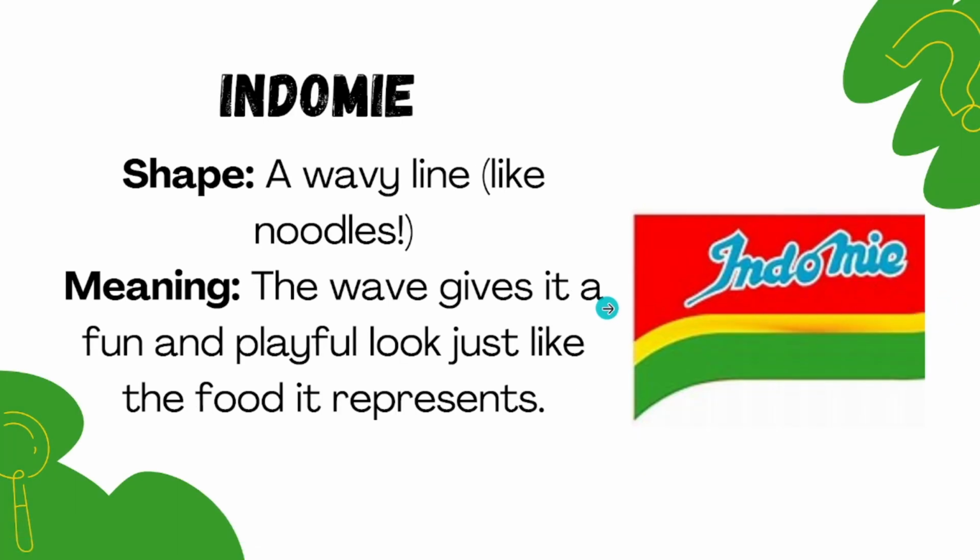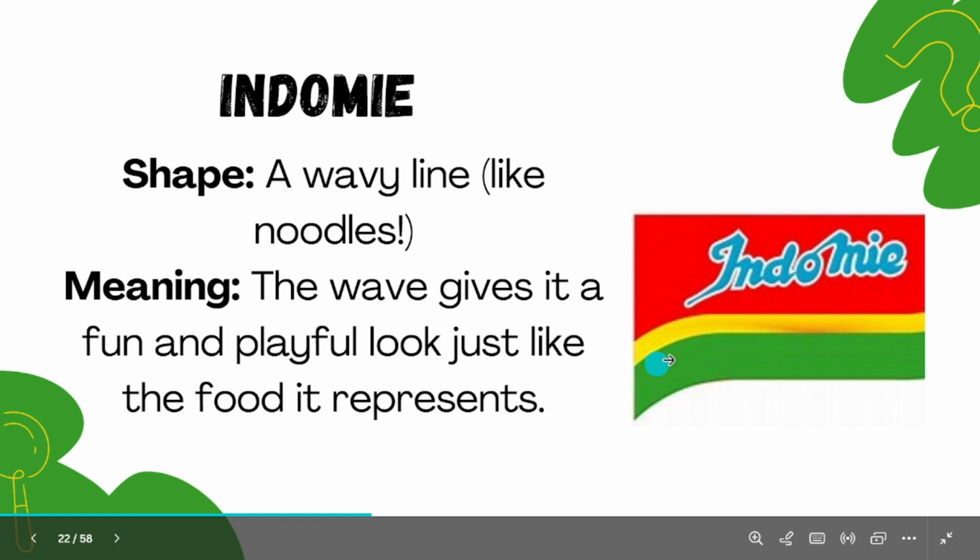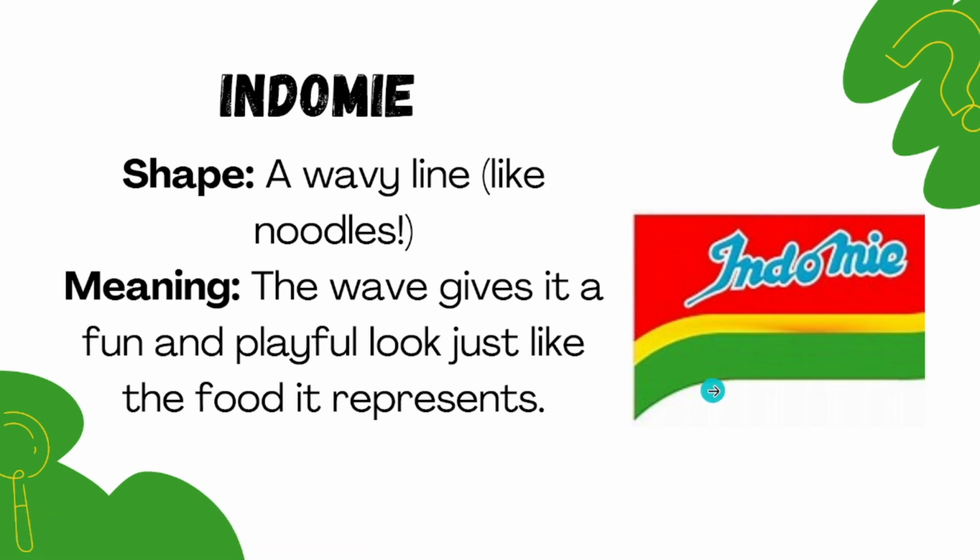Now the next logo we have is the Indomie logo. We all know Indomie, because I know you all eat Indomie. In this Indomie logo, the shape that they use is wavy lines. I don't know if I should call this a rectangle, but wavy lines. The wave gives it a fun and playful look, just like the food it represents. Most people that like Indomie are children, so they made their logo look playful, something that will attract children.